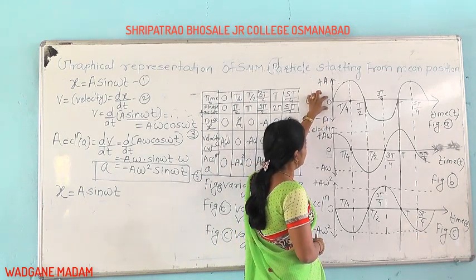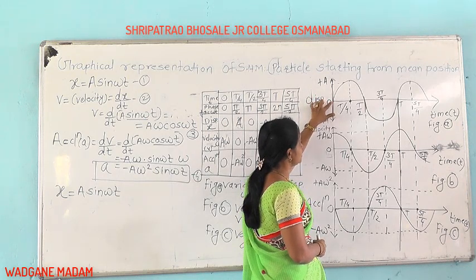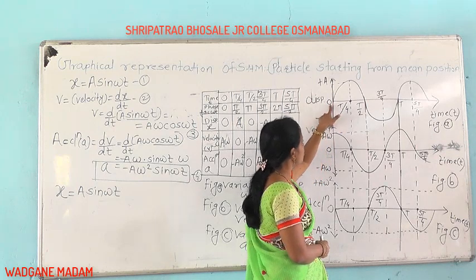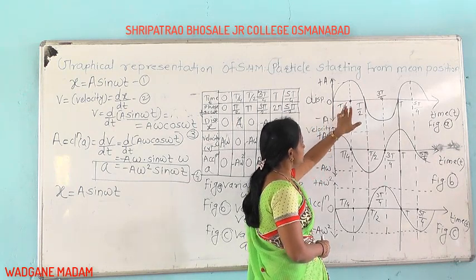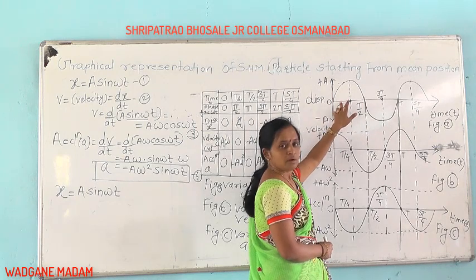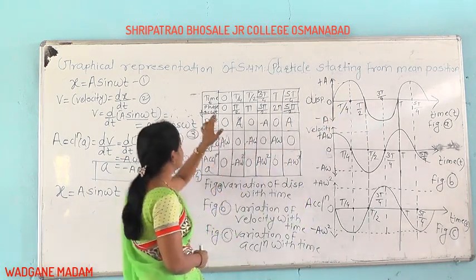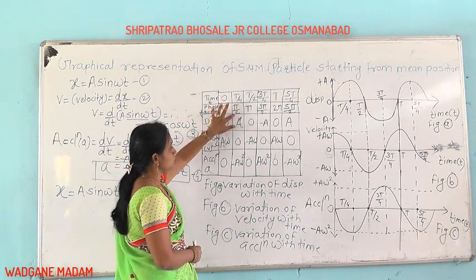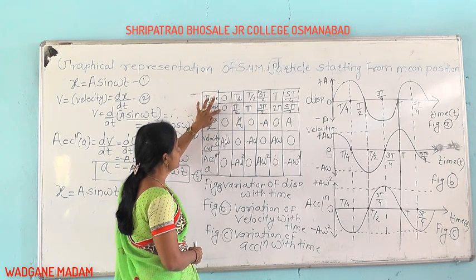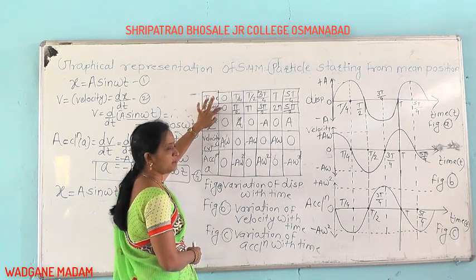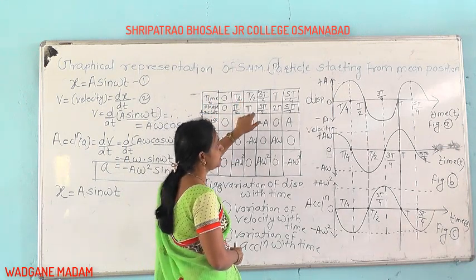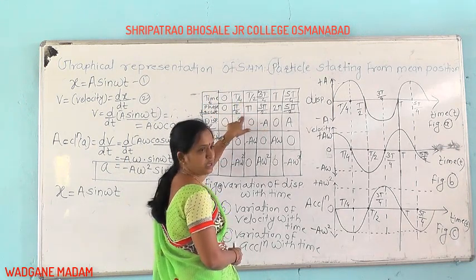Therefore, consider that the particle is at the mean position, that is the O position. After the time interval, when the time interval becomes T by 4, the phase is pi by 2. When the particle is at the mean position, the time is 0 and the phase is also 0. But after the time interval T by 4, the phase becomes pi by 2.